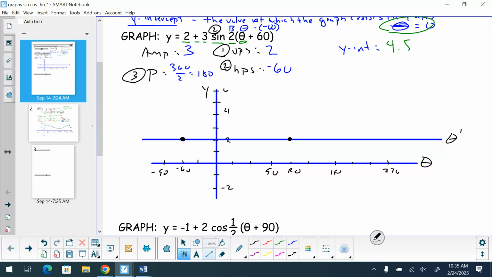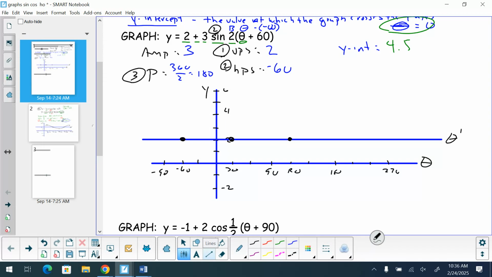Now we play our games of halves. Halfway between negative 60 and 120. So add those two together, divide by 2. 30. Where are we at with our graph? On the prime axis again.